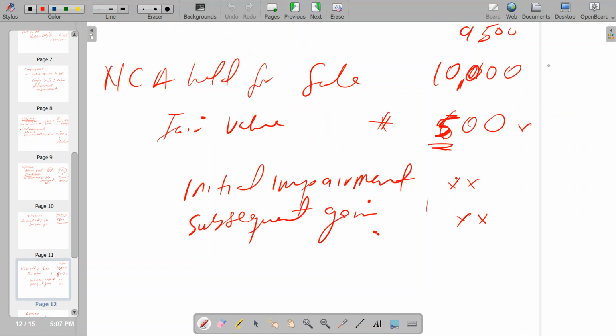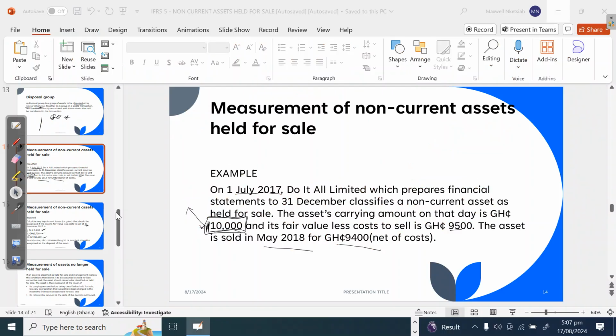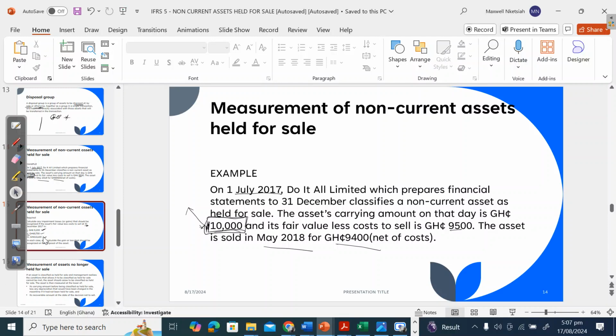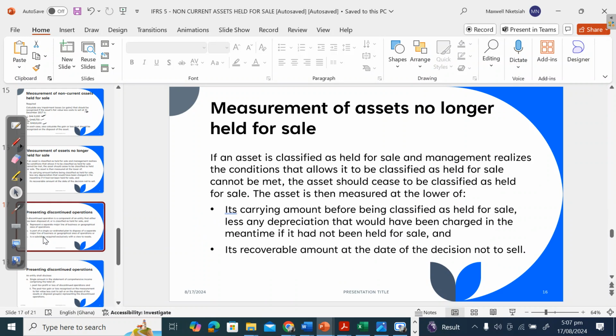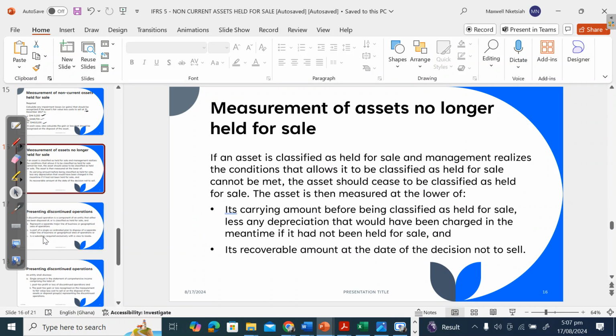So that's why we are restricting it to 10,000. Yeah. So that is an important principle we have to keep in mind. Okay, now let's look out for measurement of assets no longer held for sale.